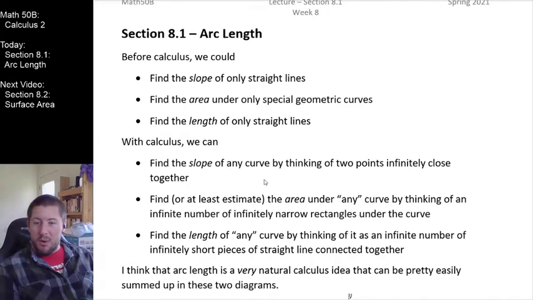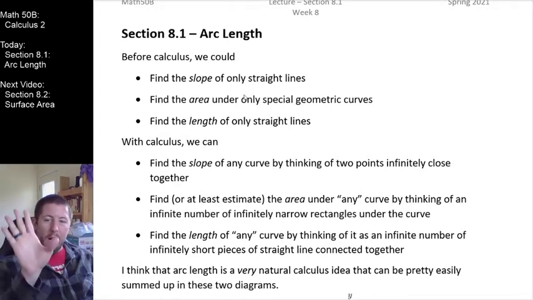The third bullet point is our one for today, which is that I think that you should think of length as being something sort of like slope and area, where it's something that we could only do in a special case before. We're now going to make it something that we can handle in a generic case because we know calculus. So how are we going to find the length of any curve?